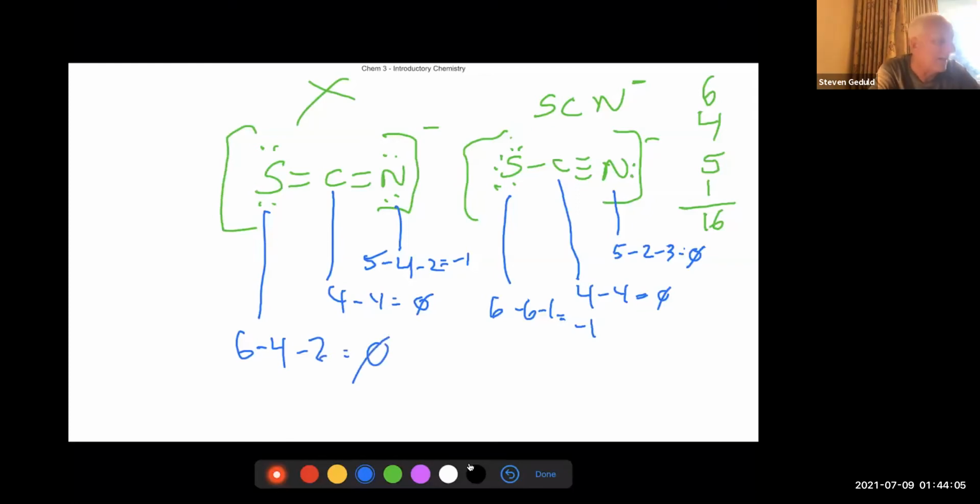But actually that works out where it's the same either way. So if you put that on an exam, I would accept either one as a valid Lewis structure. This is the correct one because of different stability, but with formal charges, that's how we determine it. Okay, so that's how you calculate a formal charge.